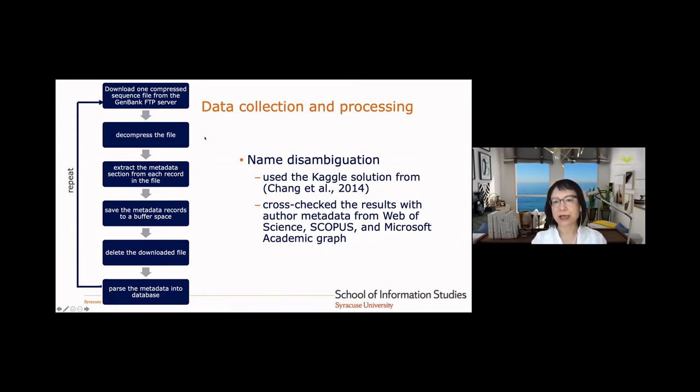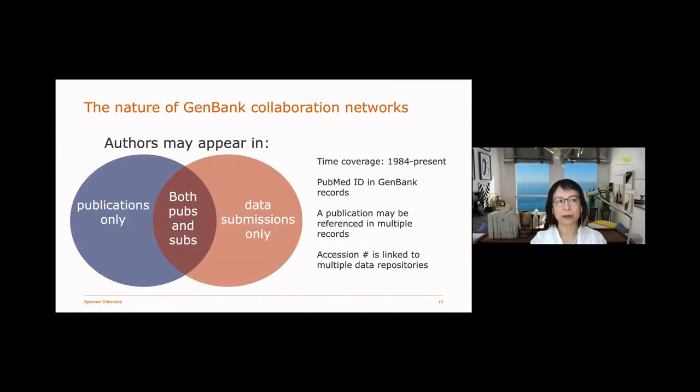One of the major processing steps that we did was name disambiguation. To do this, we used the Kaggle solution. I think this is an award-winning paper in the Kaggle data analytics or discovery competition. We also used other sources such as Web of Science, Scopus, and the Microsoft Academic Graph to cross-check the results with other metadata to ensure the accuracy of the name disambiguation.